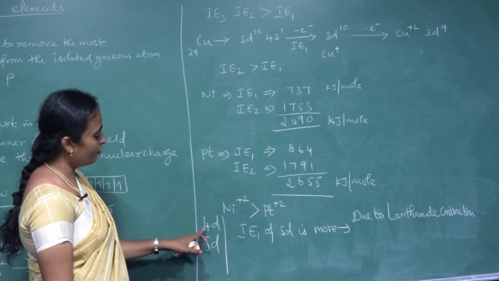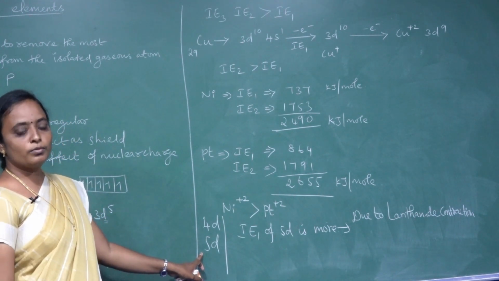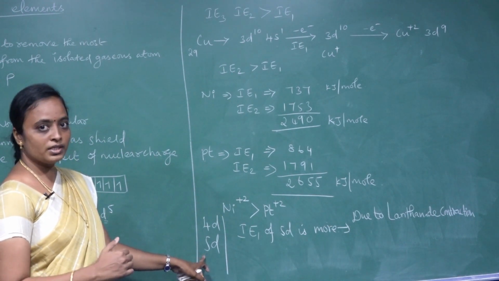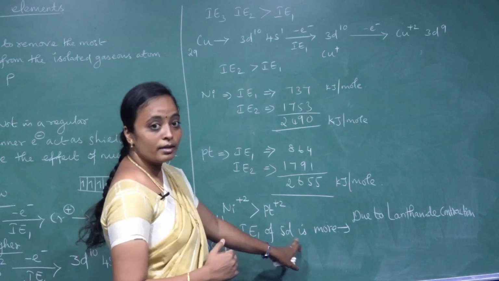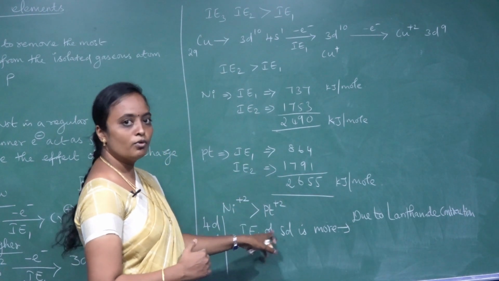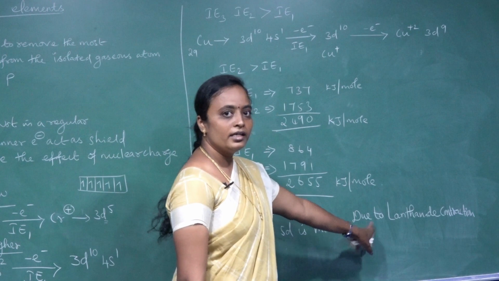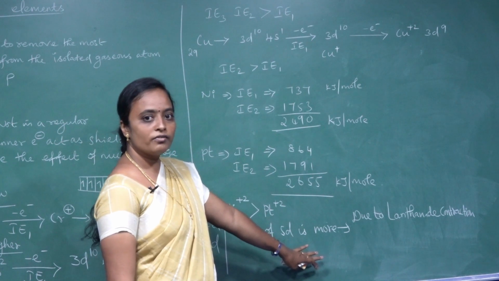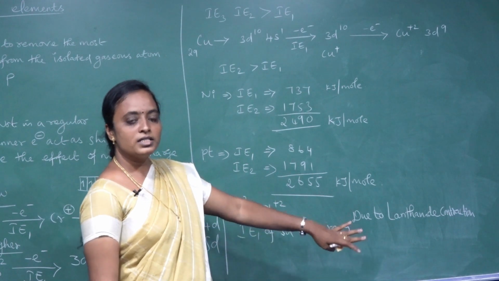And when we compare the 4d and 5d transition series elements, usually when we move down the group, the ionization enthalpy value decreases. But here there is an exceptional case. The first ionization energy of a 5d transition element is more. Normally we expect a lower value, but we get a higher value. The reason is lanthanide contraction, which is the imperfect shielding of one 4f electron by another 4f electron in the same subshell.